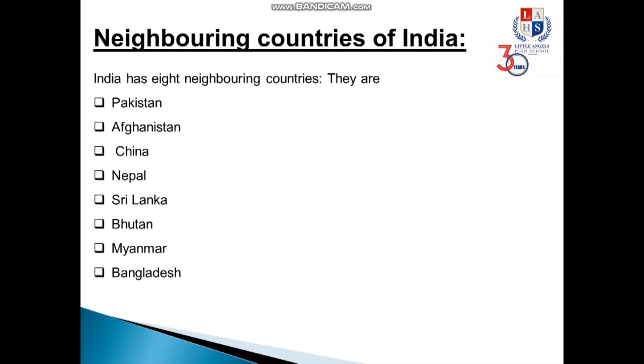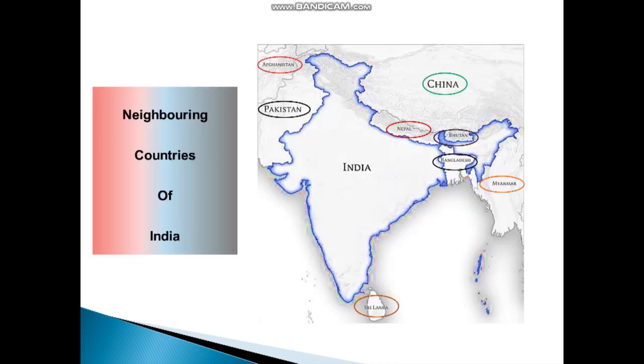Now let's talk about neighboring countries of India. India has 8 neighboring countries, and they are Pakistan, Afghanistan, China, Nepal, Sri Lanka, Bhutan, Myanmar, and Bangladesh. You can see the location of all these 8 neighboring countries in this map.